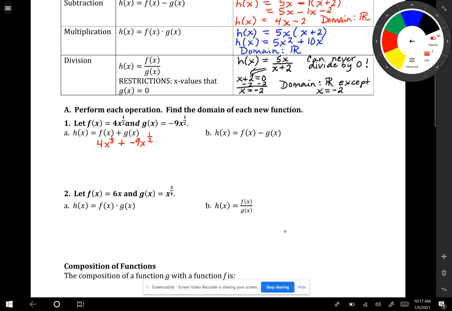So h of x is equal to -5, but leave the variable and leave the exponent alone. And my suggestion here is you can box this up as your answer, but you can also write it a different way. So remember, you can write it as a radical.